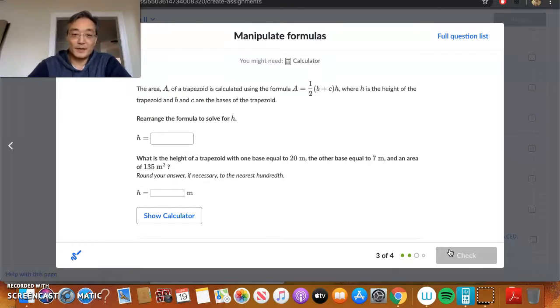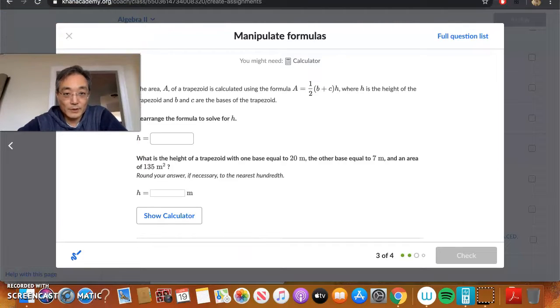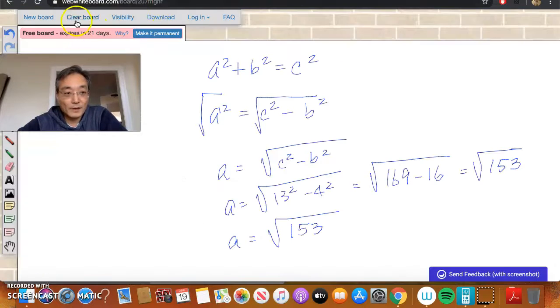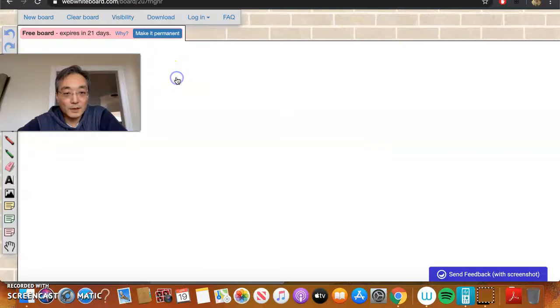Next problem, the area of a trapezoid is calculated using this formula. Area equals 1/2 the sum of the bases, right? The parallel sides are the bases times the height, where the height is the trapezoid and B and C are the bases of the trapezoid. Rearrange the formula to solve for H. So let's do that. Let's clear the board and let's solve for H.